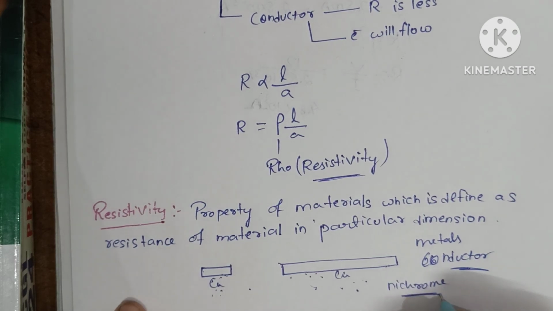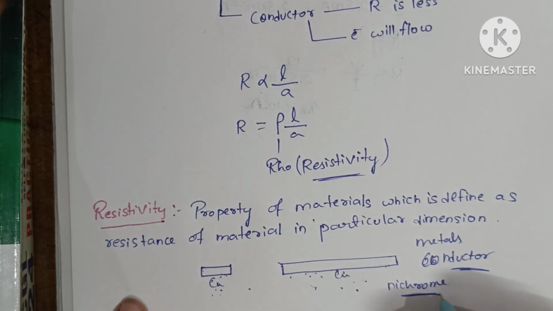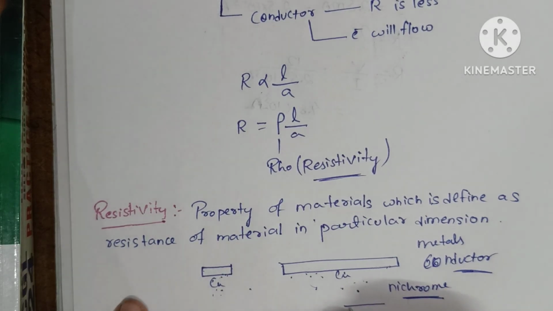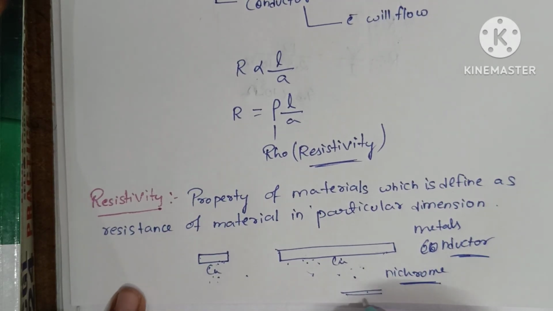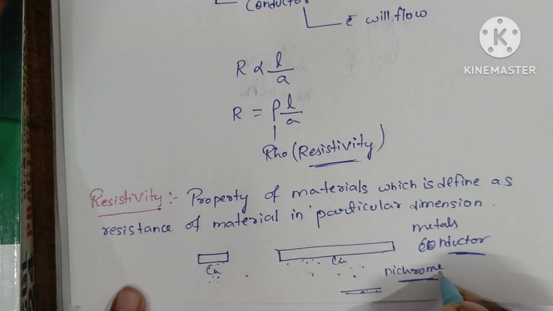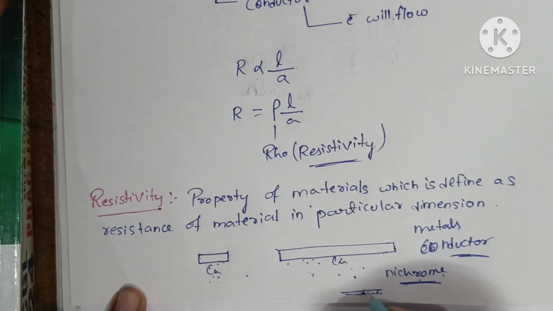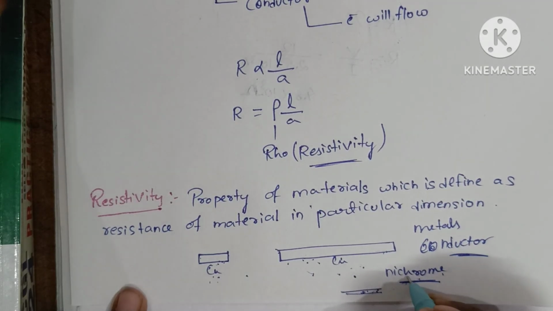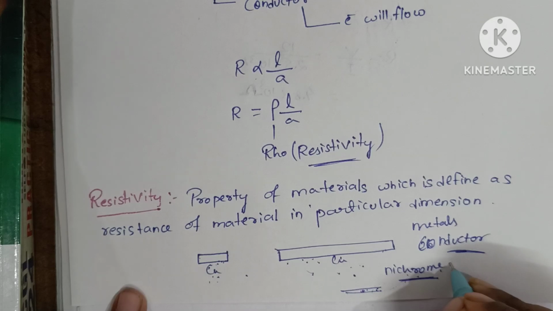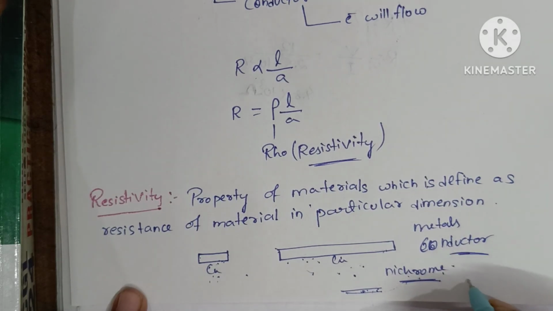So in the nichrome wire, the electrons will not flow faster due to more disturbances. But in the copper wire, the electrons will flow faster. That means here the disturbances create less, and here the disturbances will create more. Like that, in different conductors there will be less disturbances or more disturbances. Like that, resistive power was there for every metal.